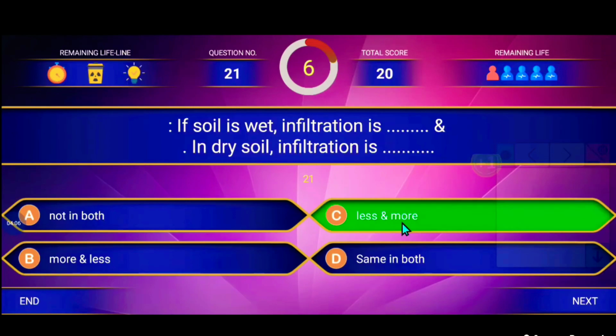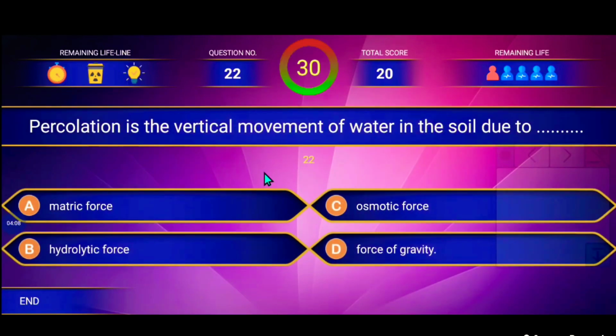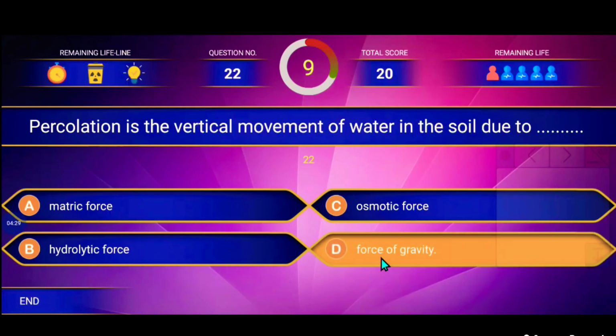Go to the next question. Percolation is the vertical movement of water in the soil is due to, first option is metric force, second one is hydrolytic force, third option is osmotic force, and the last one is force of gravity. So the percolation is the vertical movement of water in the soil is due to force of gravity.